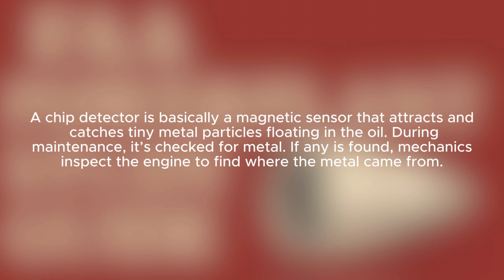What does a chip detector do? A chip detector is basically a magnetic sensor that attracts and catches tiny metal particles floating in the oil. During maintenance, it's checked for metal. If any is found, mechanics inspect the engine to find where the metal came from.